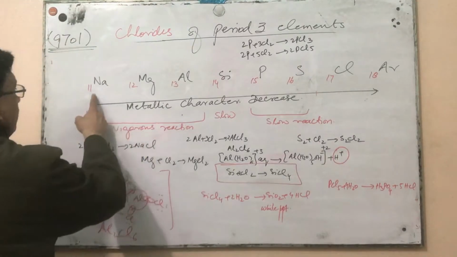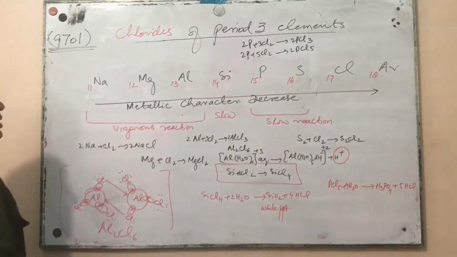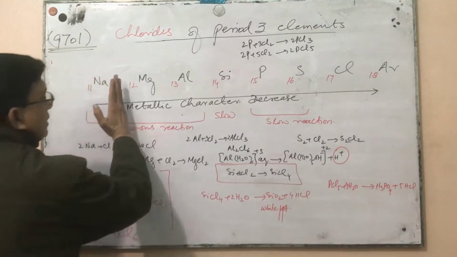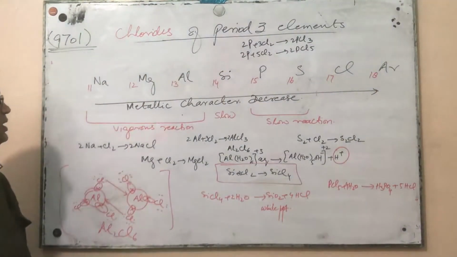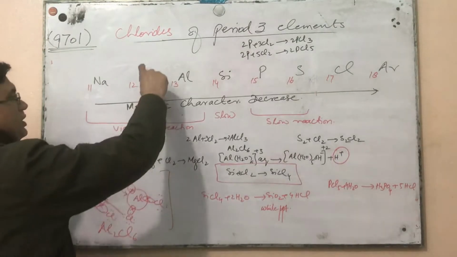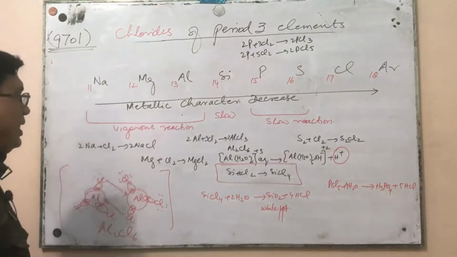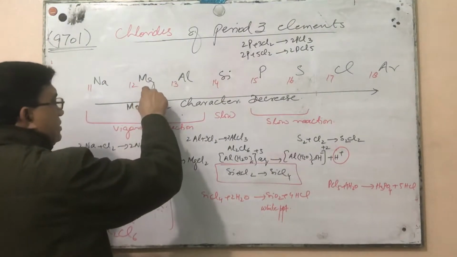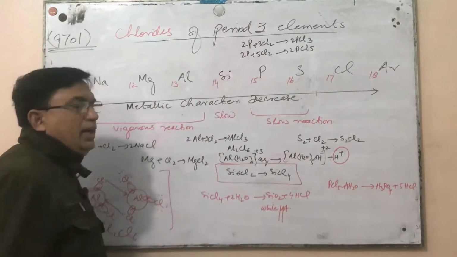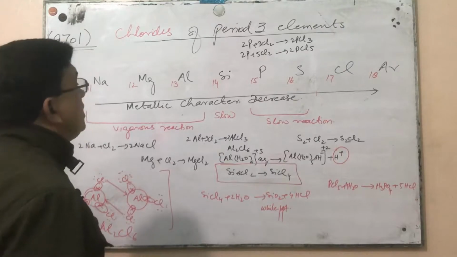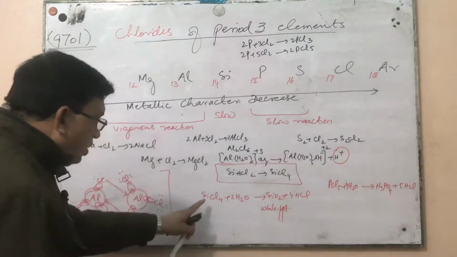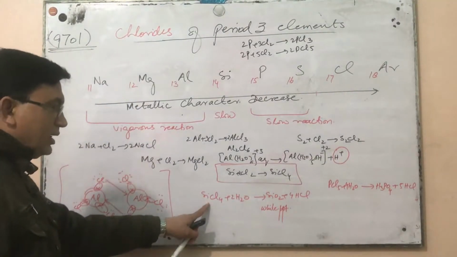It means that from left to right in the period, the nature of the chloride, starting from neutral, the acidic character increases. The pH of sodium chloride will be 7, but the pH of magnesium chloride will be less than 7, showing very mild acidic character. Similarly, aluminium chloride shows marked acidic character. The silicon chloride shows significant acidic character.